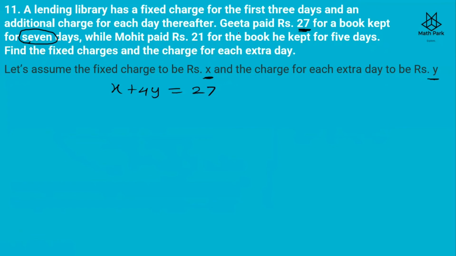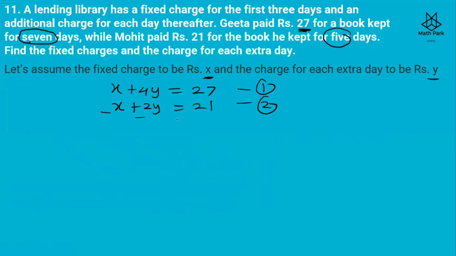This is what Geeta has paid. Then Mohit has paid rupees 21. So the fixed charge for 3 days, for 5 days. So 5 minus 3, which is 2. So plus 2Y, the charge he has paid is 21. So this is how we get the equation 1 and equation 2.